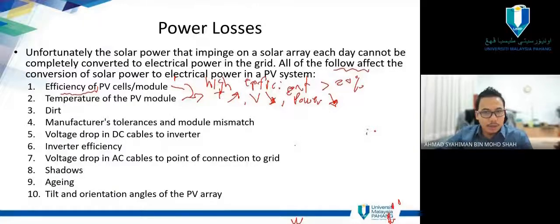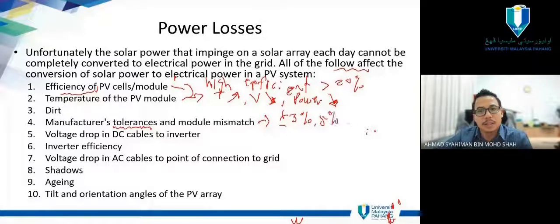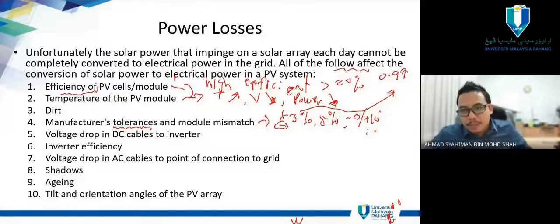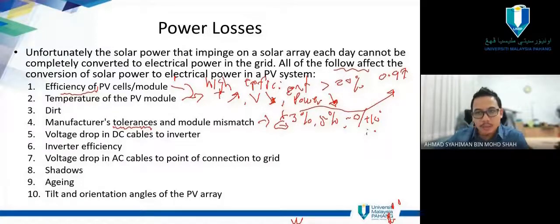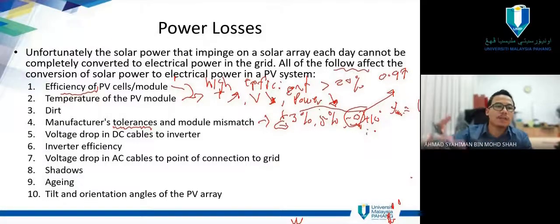And then manufacture tolerance, the power tolerance. Power tolerance yang ada plus minus, ikutlah 3% ke, 5% ke, and it can also be minus 0, plus 10, also possible, anything lah. So for this case, you are going to take the minus value. Means in this case, it becomes 0.97, I mean the FMM. And for this case, it's totally zero. Zero means perfect, so your FMM becomes one. FMM can become one if the case is minus zero, for example.